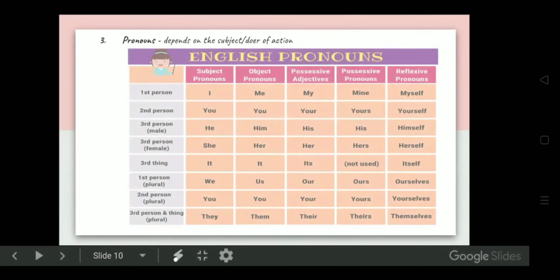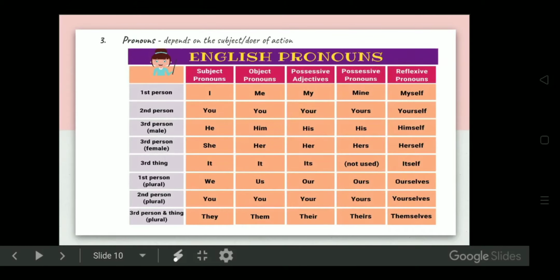Next, let's take a look at pronouns. Pronouns depend on the subject or the doer of the action. So here you have I. If it's an object pronoun, you use me. Possessive, you use my. Possessive, you use mine. And reflexive, you use myself. So for this one, you need to be familiar with it. If it's a male, you use he, him, his, himself.